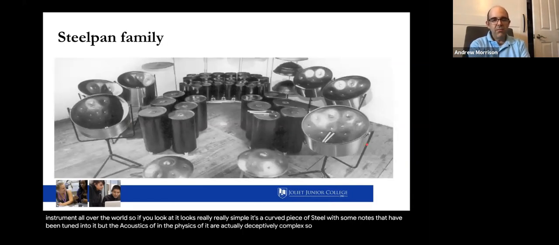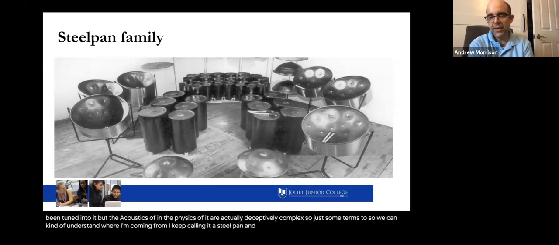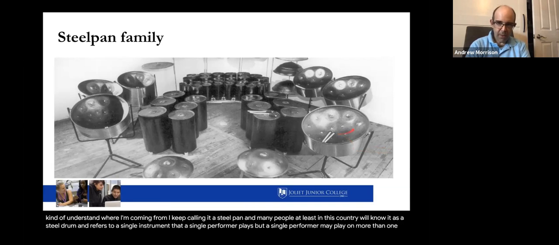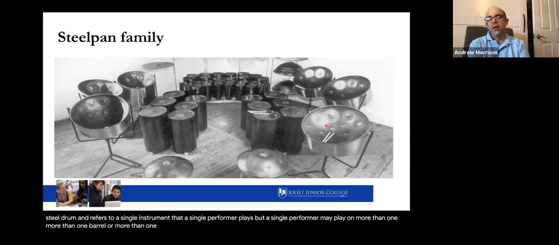So just some terms so we can understand where I'm coming from. I keep calling it a steel pan, and many people, at least in this country, will know it as a steel drum. The steel pan refers to a single instrument that a single performer plays, but a single performer may play on more than one barrel, or more than one drum, as we refer to it. So for example, this set of 6 drums here is one steel pan. That's one instrument played by one panist.